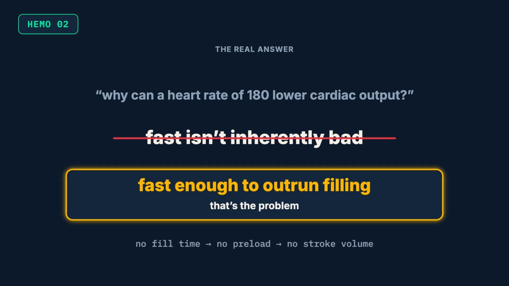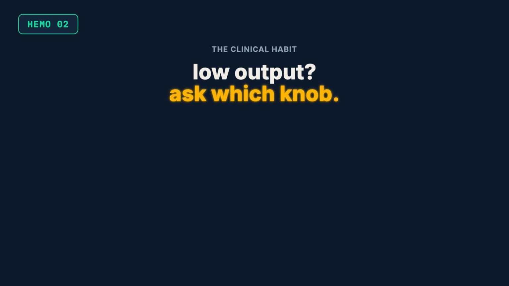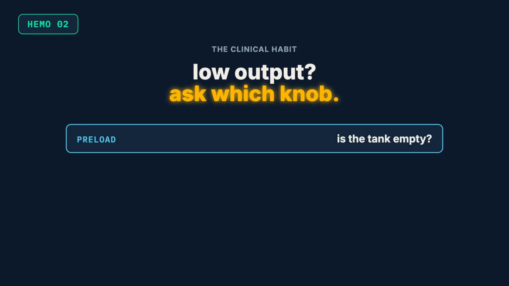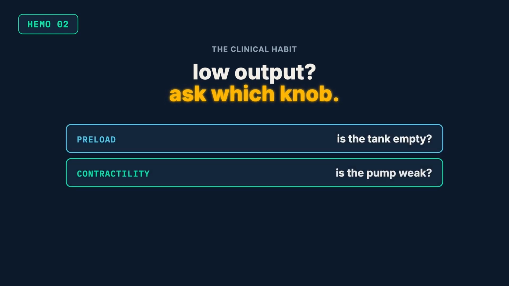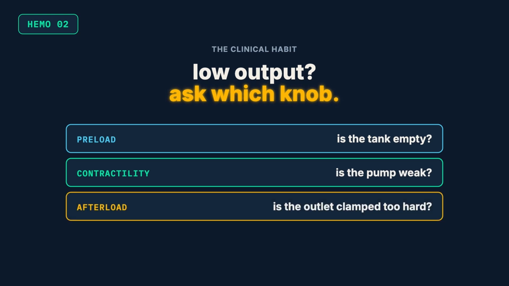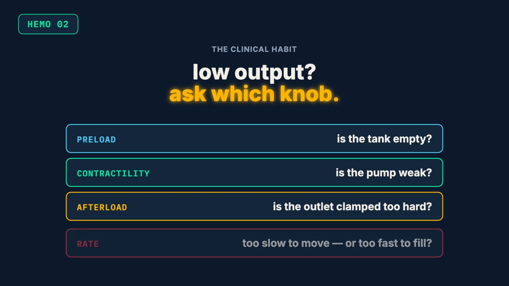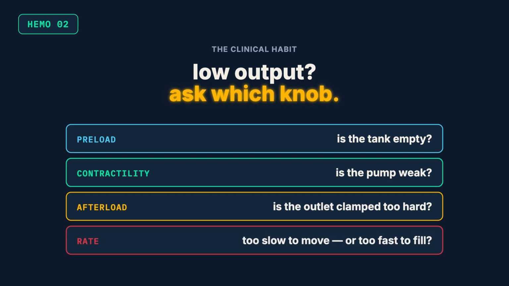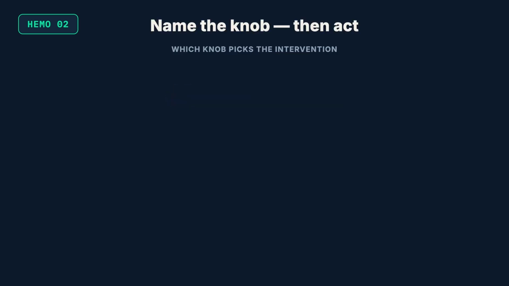So here's the whole clinical habit. One level past hemodynamics 1. Low output. Ask which knob. Is the tank empty? Preload. Is the pump weak? Contractility. Is the outlet clamp too hard for this particular heart? Afterload. Or is the rate wrong? Too slow to move enough blood or too fast to fill? The answer to which knob is what picks the intervention.